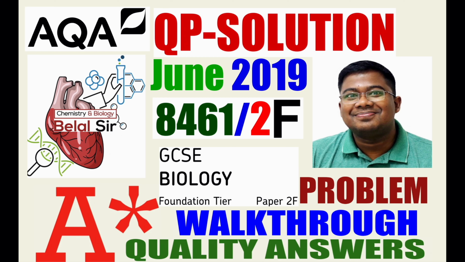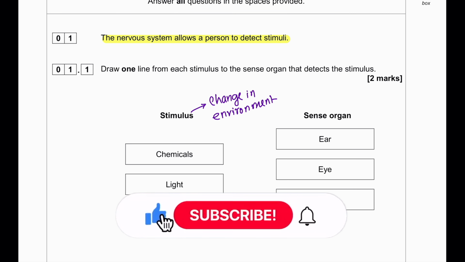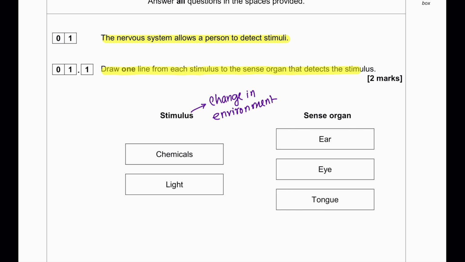Hello everyone, today we're going to be solving AQA GCSE Biology Foundation Tier Paper 2F June 2019. The nervous system allows a person to detect stimuli. Draw one line from each stimulus to the sense organ that detects the stimulus. So whenever we talk about a stimulus, it is a change in the environment.